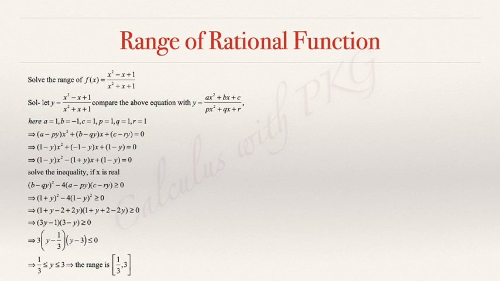And we solve the inequality, since x is real, that is (b − qy)² − 4(a − py)(c − ry) ≥ 0. So here the inequality becomes (1 + y)² − 4(1 − y)² ≥ 0. While solving this inequality, we get y greater than or equal to 1/3 and less than or equal to 3. So the range of the rational function is from 1/3 to 3, which is a closed interval.